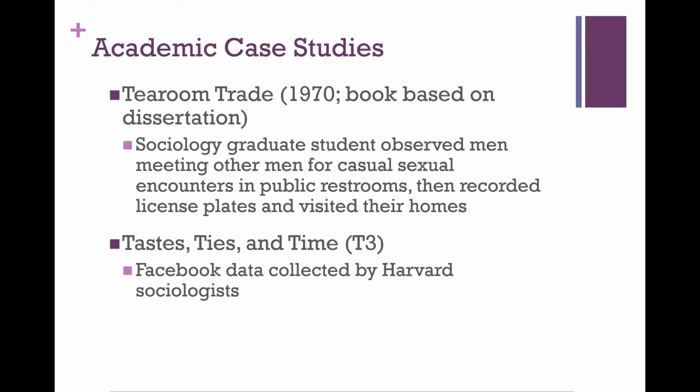The second case is the Tastes, Ties, and Time study, which is a more recent example of research that obtained personal information about individuals without their knowledge. In this study, Harvard sociologists downloaded the publicly available information of approximately 1,700 student profiles so that they could create a new data set. This data set included students' genders, home state, academic major, political and group affiliations, friend networks, photographs, and tastes in music, books, and film.